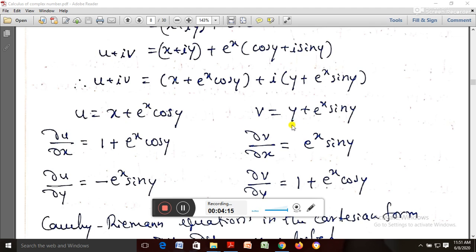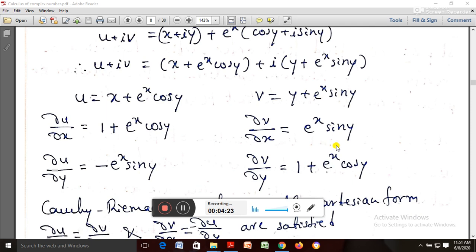So differentiate v with respect to x partially, we get 0, e raised to x differentiation is e raised to x, sin y is constant. Then differentiate v partially with respect to y, differentiation of y is 1, then differentiation of sin y is cos y, e raised to x is as it is. So we have the derivatives of u and v with respect to x and y.